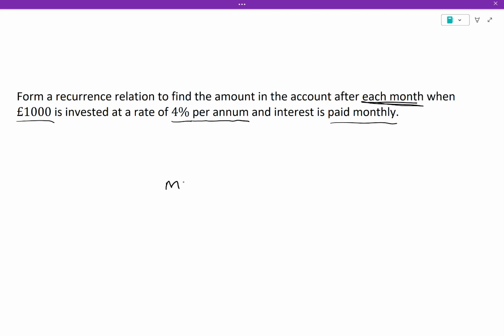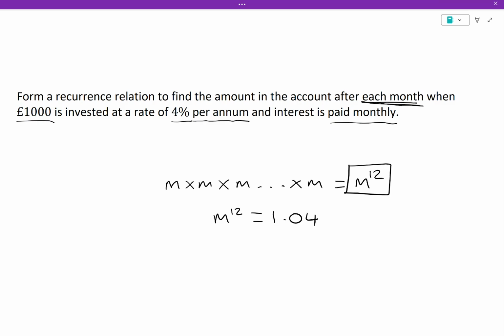Then if I want 2 months, I'm going to have to multiply by M again. If I want 3 months, I'm going to have to multiply by M again. If I want 12 months, then I'd have to multiply by M 12 times. So it would be M to the power of 12. And that M to the power of 12 should be equal to the yearly multiplier, because the 12 represents the full 12 months, 1 year. So M to the power of 12 should be equal to 1.04, which is our yearly multiplier that we've been using in the question so far.